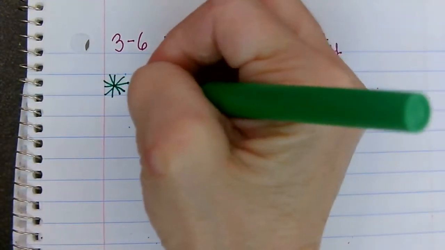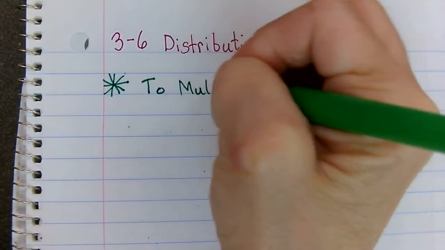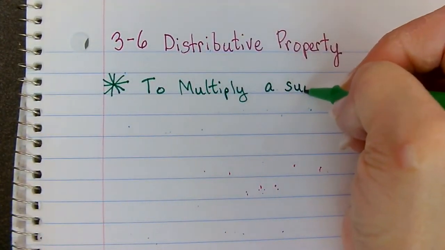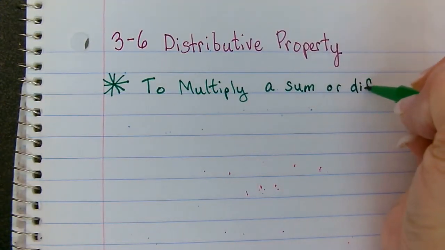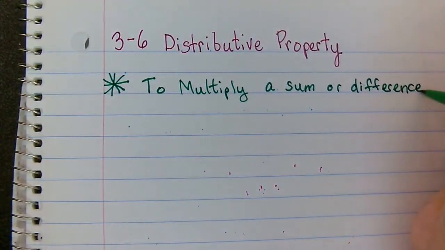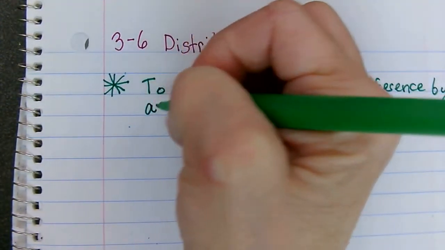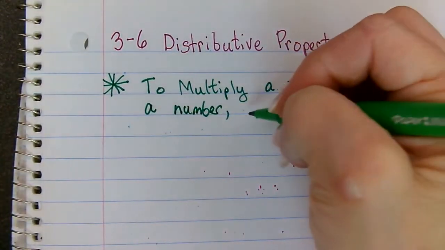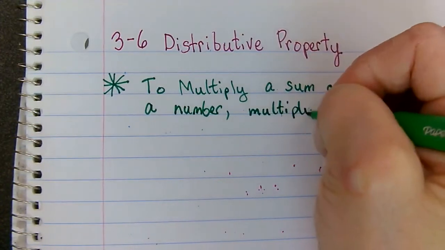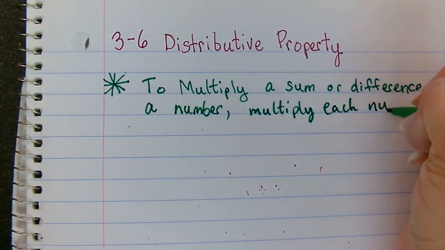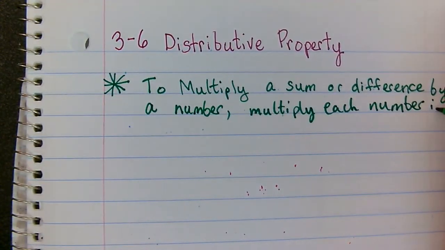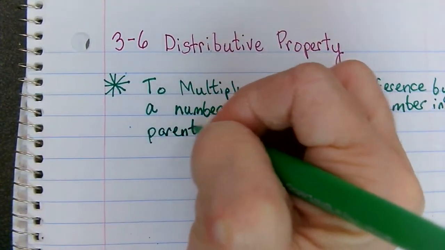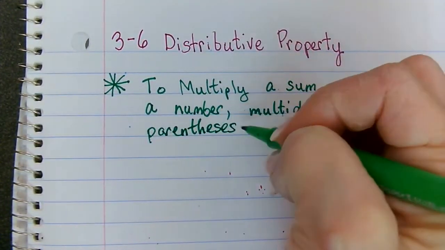and write, to multiply a sum or difference by a number, comma, multiply each number inside parentheses by the outside number.